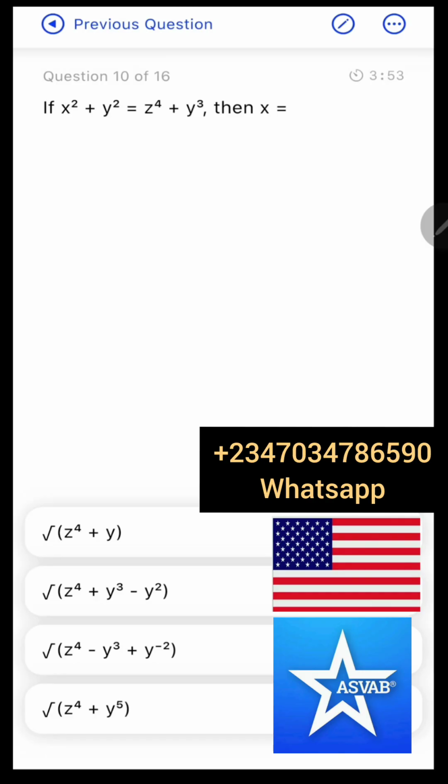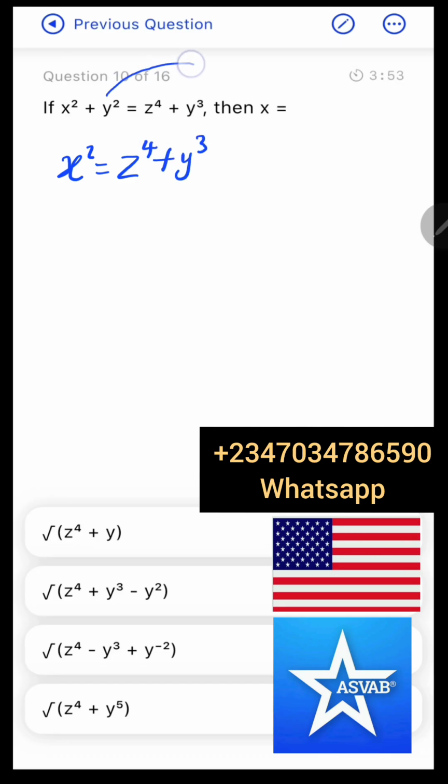If x squared plus y squared is equal to z to the power 4 plus y cubed, then what is the value of x? So we're going to solve for the value of x from this equation. To do that, we're going to make x squared remain on the left hand side, then we move all the terms without x to the right hand side. So here we have the term with x, which is x squared, will be equal to, on the right hand side, z to power 4, then plus y to the power of 3.